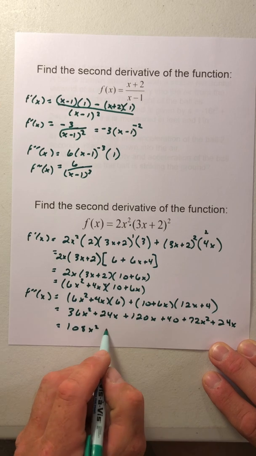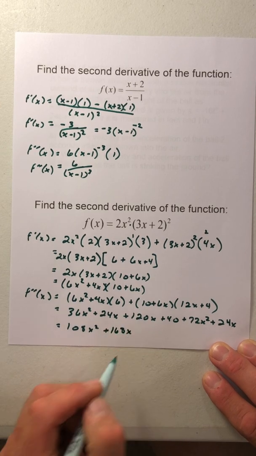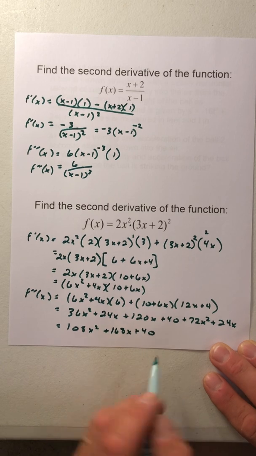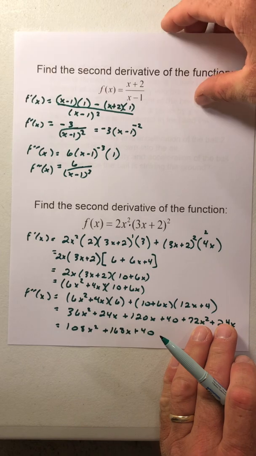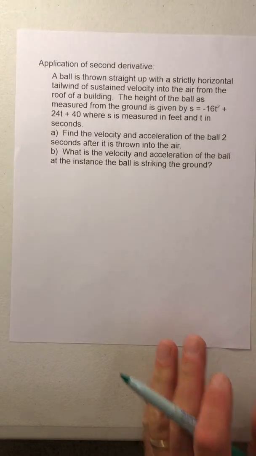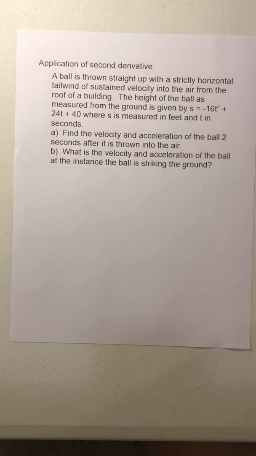And added to that, I get 168x plus my 40. We could factor this, we could play with it. Again, getting to the answer that's multiple choice is really what we're looking for. So I would leave it in that form at this point in time. So where are we going to see this? What are we going to do with this?